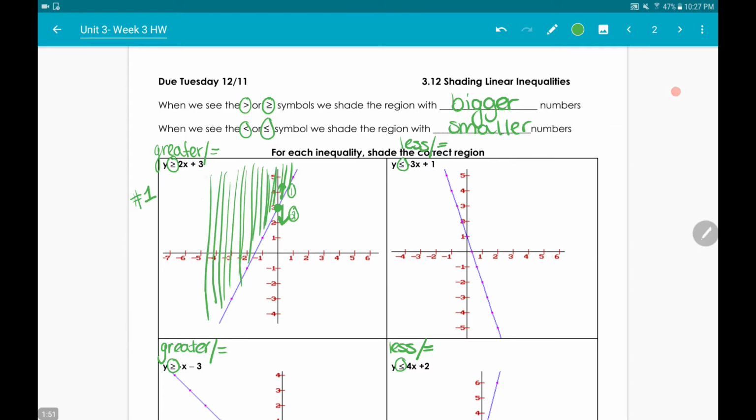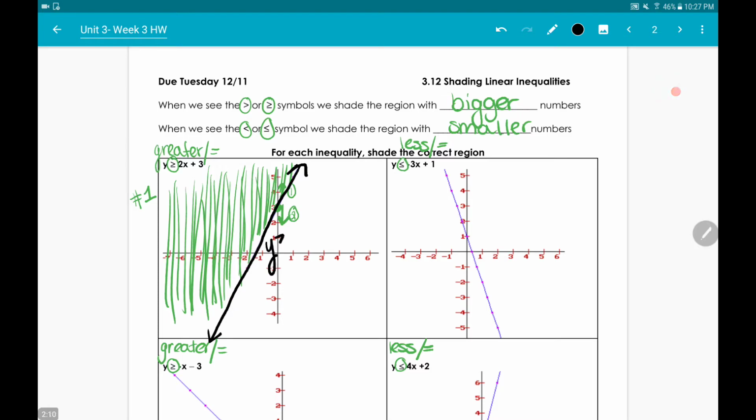So you want to think back to when you were a kid coloring in between the lines in a coloring book. This line is going to be our stopping point. I'm not going to go past that line, but I'm going to shade everything on the other side of it. All right, so let's put our arrows, and then let's put our label. Y is greater than or equal to 2x plus 3.